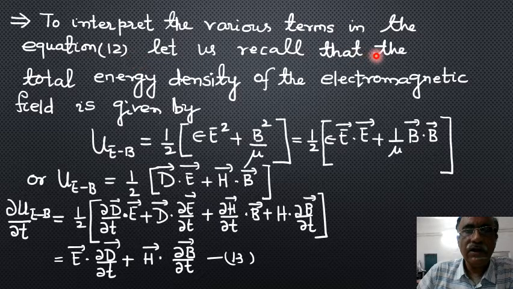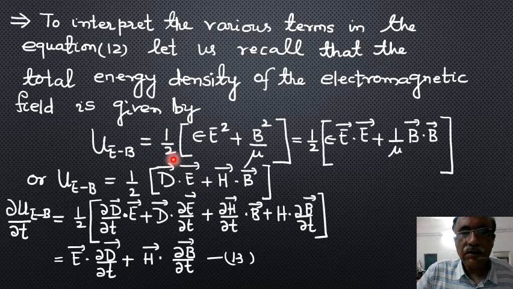Let us recall that the total energy density of the electromagnetic field is given by half of epsilon E square plus B square by mu, and E square can be written as E dot E and B square as B dot B, and epsilon into E gives D, so the first term becomes D dot E and the second term becomes H dot B with half outside the bracket.